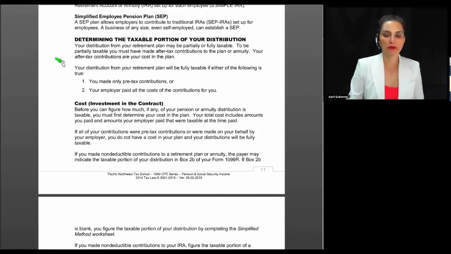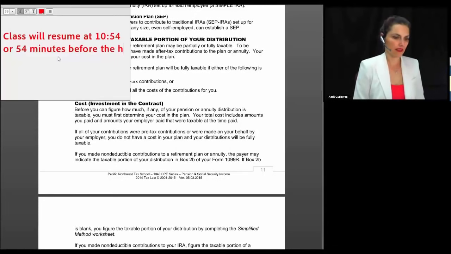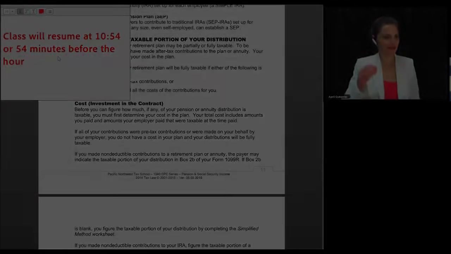Determining the taxable portion of your distribution is the next topic of the day, and I feel like we're close enough to the point where we can take a break that I'm going to let you do that, because I've been talking a lot with a lot of definitions and you're probably falling asleep on me. So let's take a 10-minute break. So I'll see you in 10 minutes.